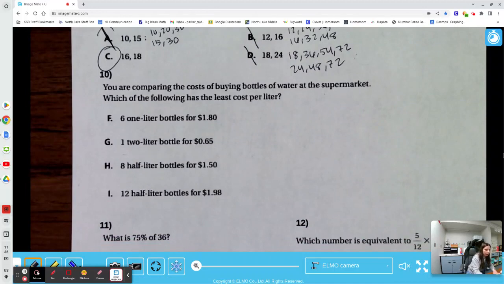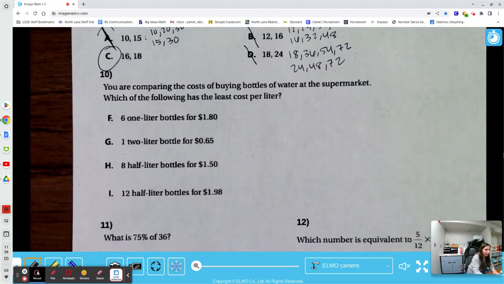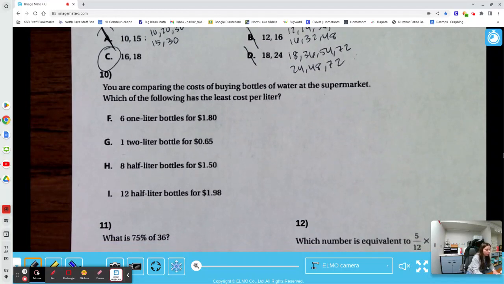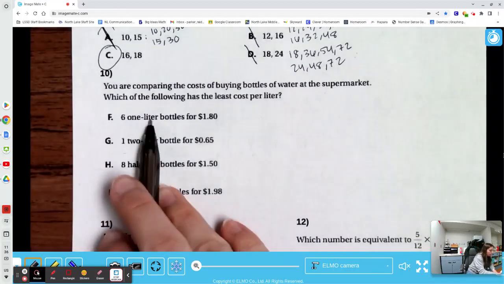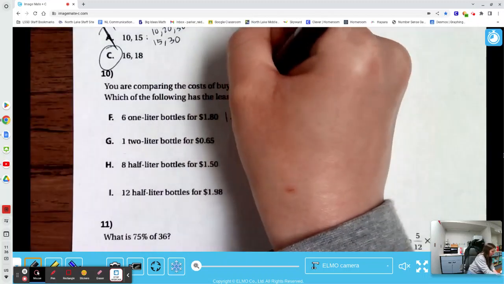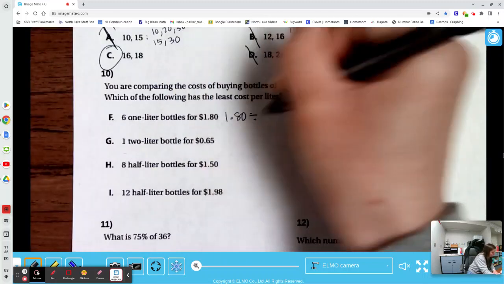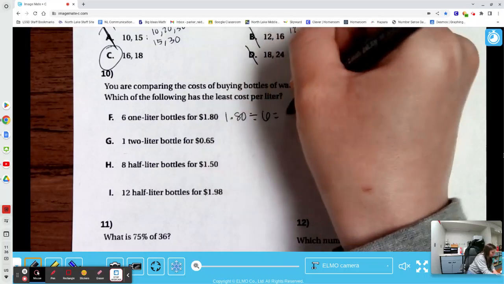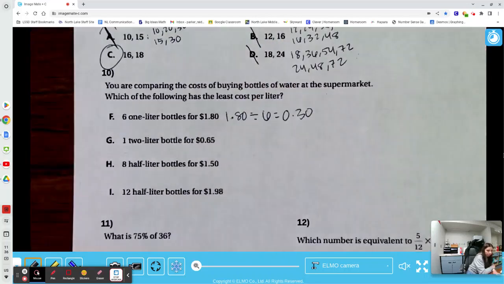Number 10, you are comparing the costs of buying bottles of water at the supermarket. Which of the following has the least cost per liter? So this is 6 1-liter bottles for $1.80. So what I'm going to do is find their unit rate. Take the amount of money and divide it by the amount of liters. When we do that, we would get 30 cents.